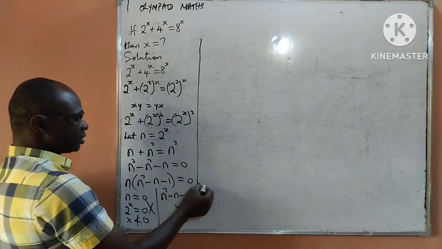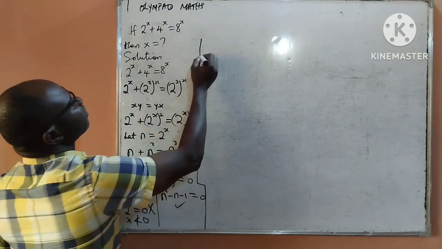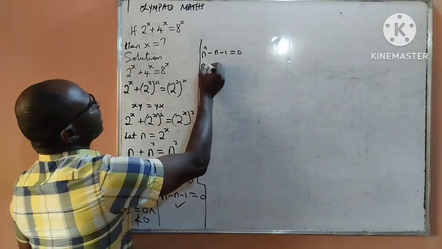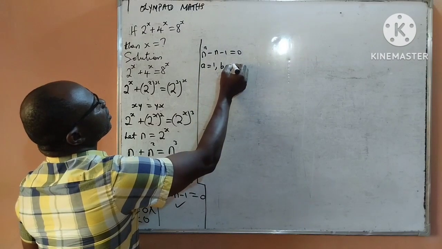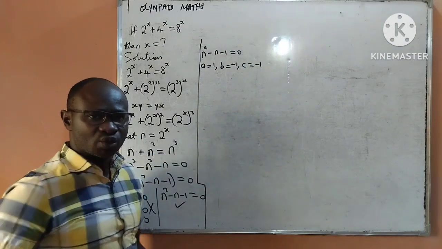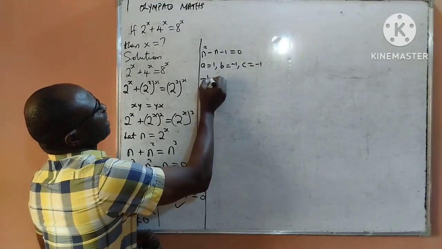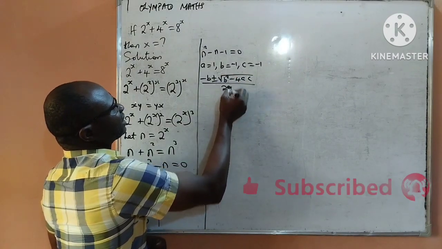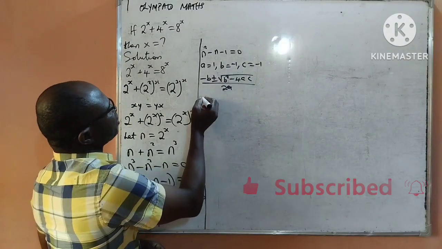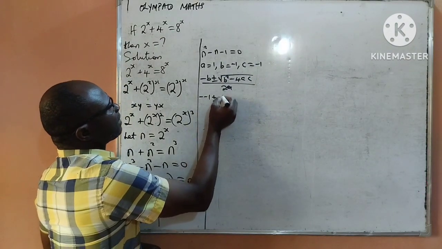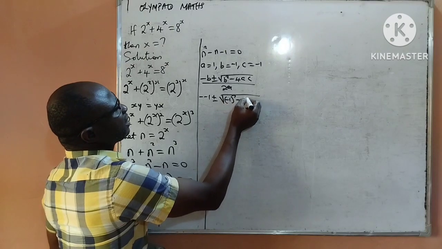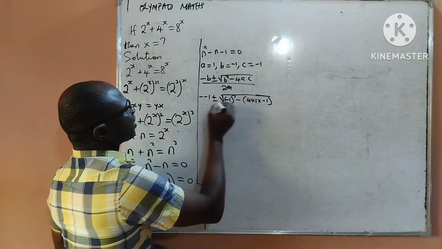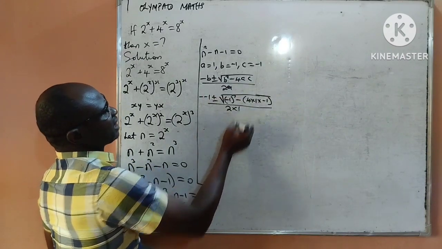Okay. Now, moving on with the quadratic equation part, which is n squared minus n minus 1 equal to 0. Here, a is 1, b is equal to minus 1, and c is also equal to minus 1. Using quadratic formula, which is minus b plus or minus the square root of b squared minus 4ac, divided by 2a. The value of b is minus 1, minus minus 1, plus or minus the square root of minus 1 squared minus 4 multiplied by a is 1, multiplied by c is minus 1. Everything divided by 2 multiplied by letter a, and letter a is 1.